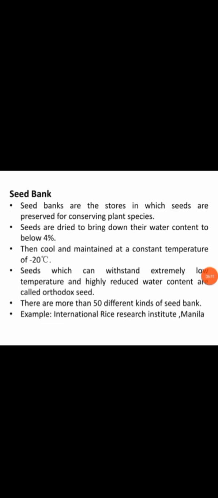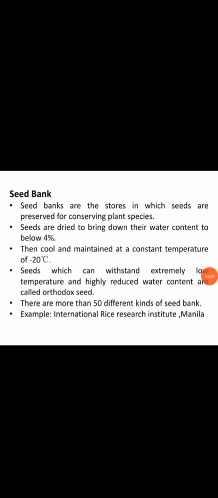First is seed bank. Seed banks are stores in which seeds are preserved for conserving plant species. Seeds are dried to bring down their water content below 4% and cooled and maintained at a constant temperature of minus 20 degrees Celsius. Here the seeds can withstand extremely low temperature and highly reduced water content, and such seeds are called orthodox seeds. There are more than 50 different kinds of seed banks in India, and an example is the International Rice Research Institute, Manila.